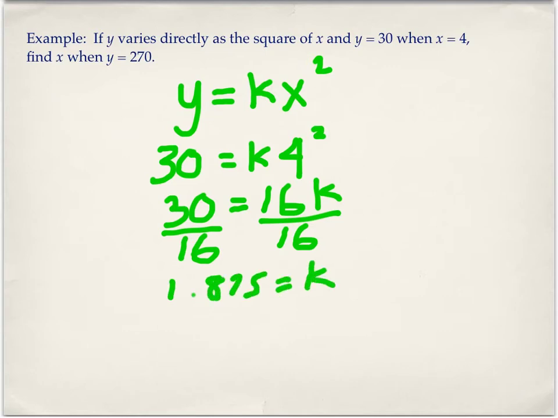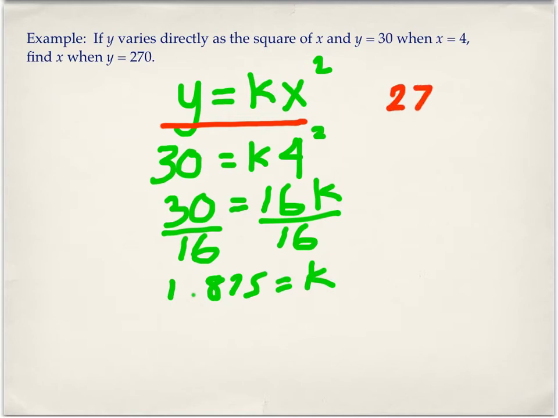Not a real beautiful answer here. But then it says find x when y equals 270. So this time I'll switch colors here for your convenience. I'll go over here to the side. We're still going by this, but now we're going to fill in some values we know.